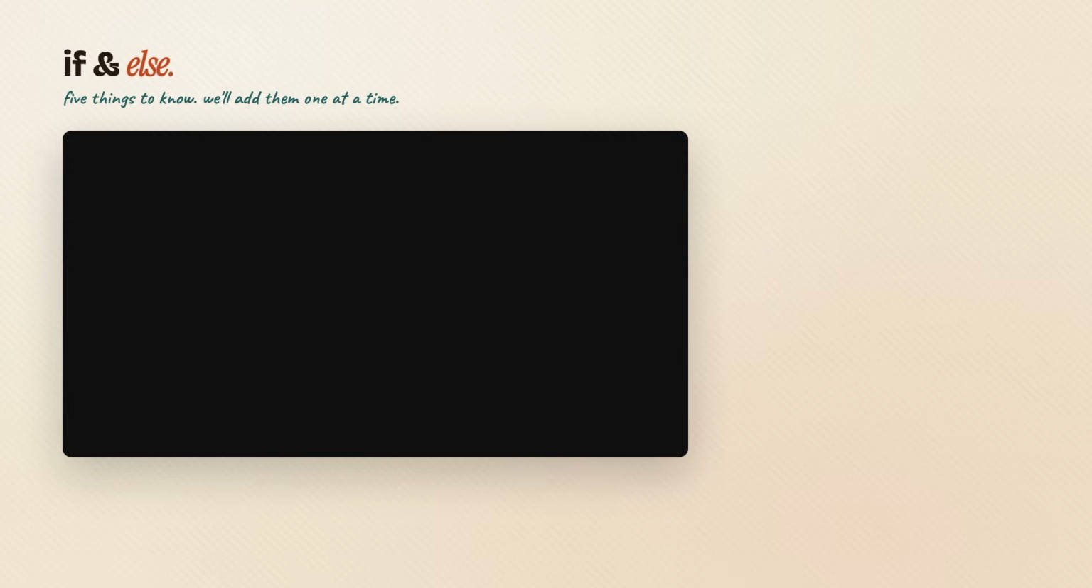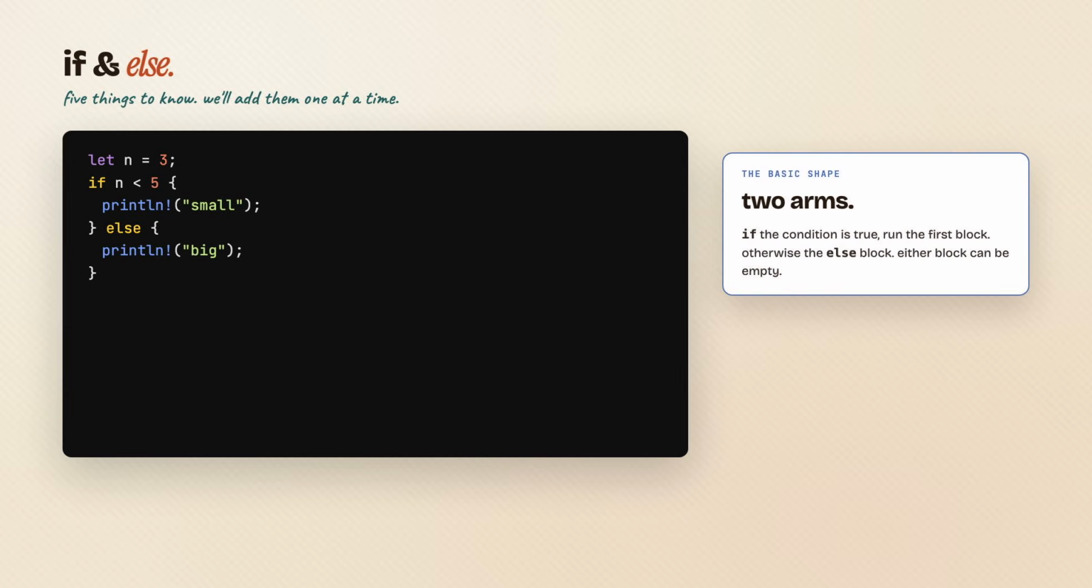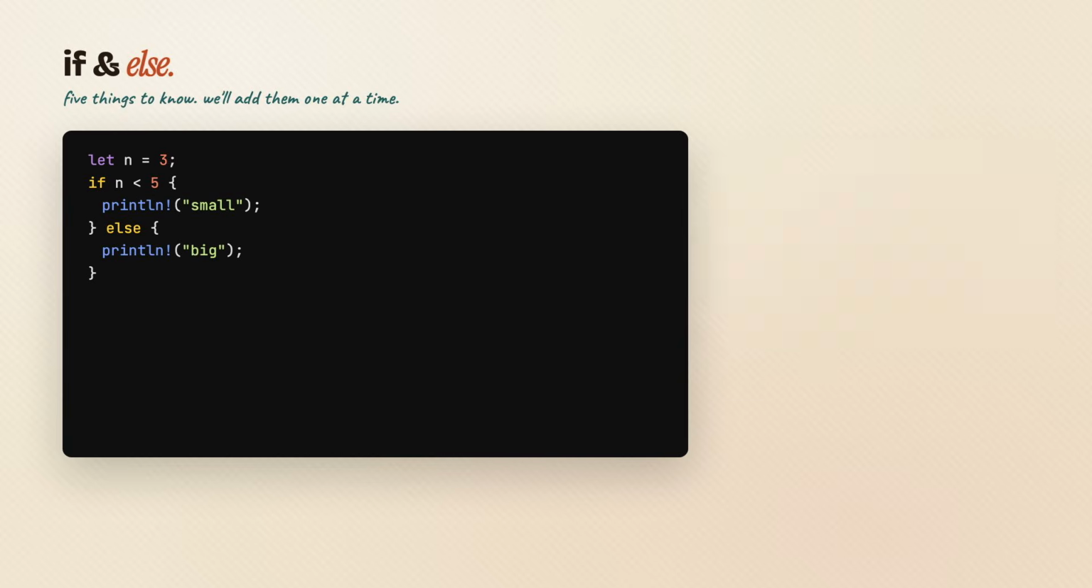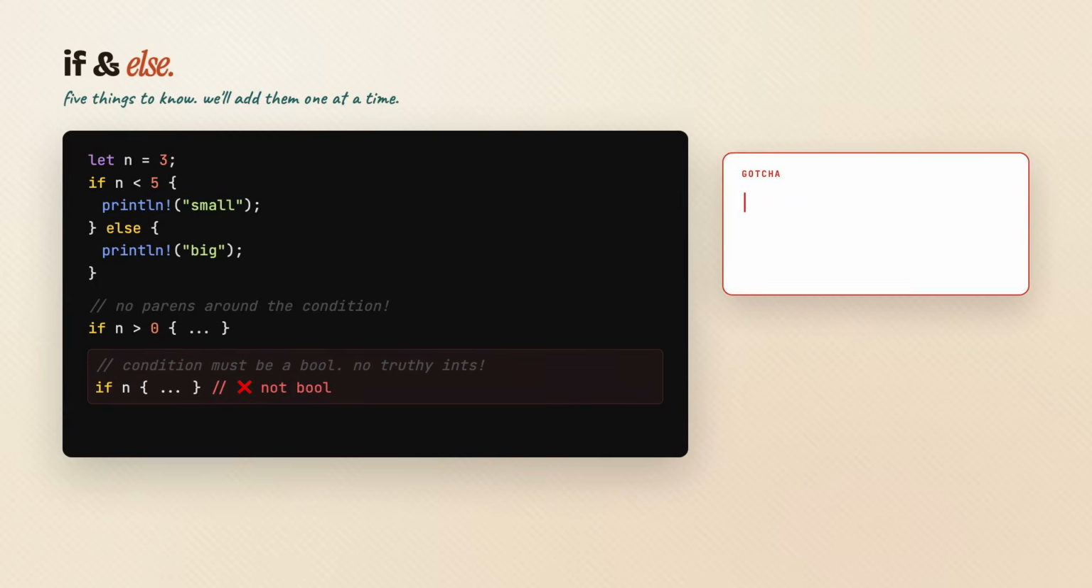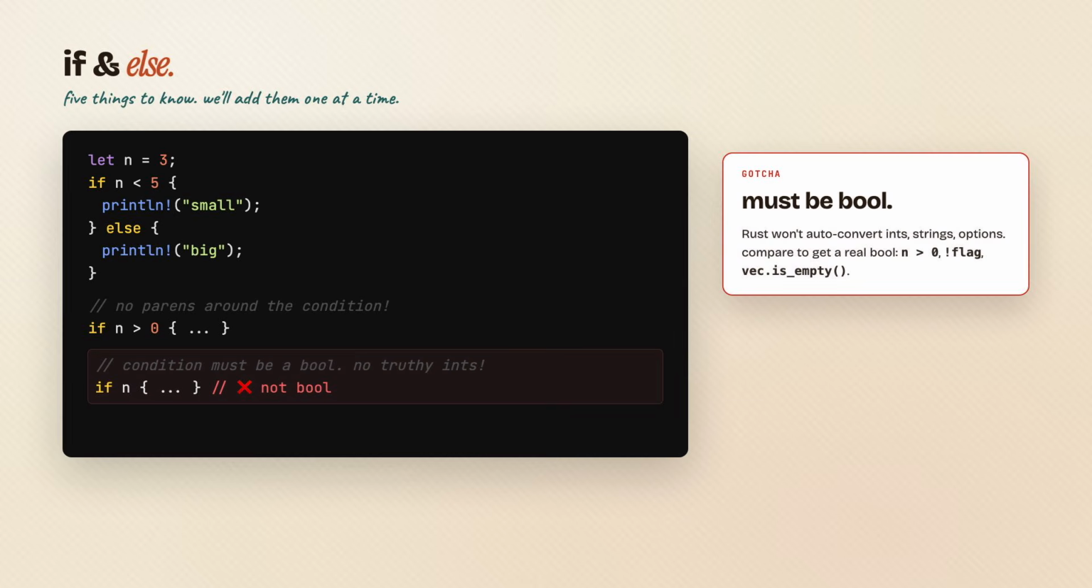If else kind of gives you a fork in the road. It's the basic shape: if condition, run this block, else run that one. Both blocks live within curly braces. There are no parentheses around the condition. Unlike C or Java or JavaScript, Rust doesn't want them. The condition has to be a boolean, not an int, not a string, not a maybe thing. Rust won't auto-convert. If you want to check for non-zero, you can just write n is greater than 0. But it has to be a boolean.